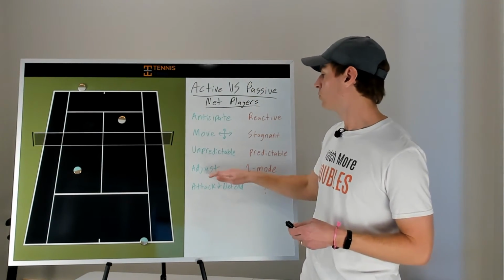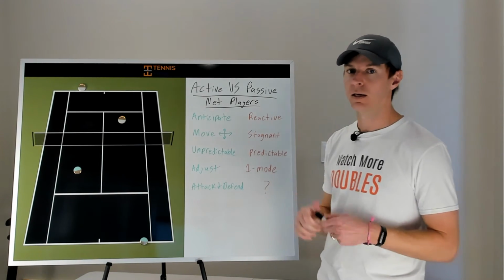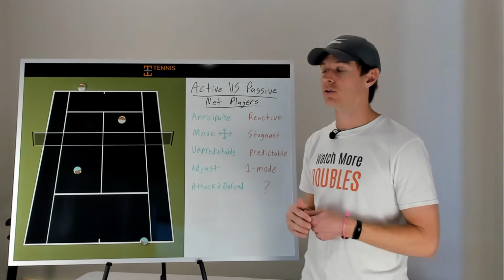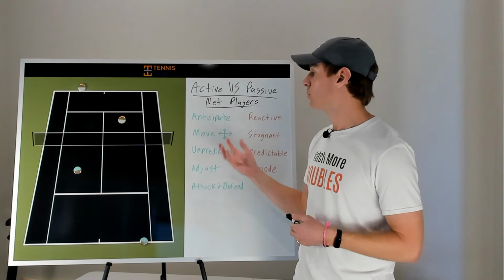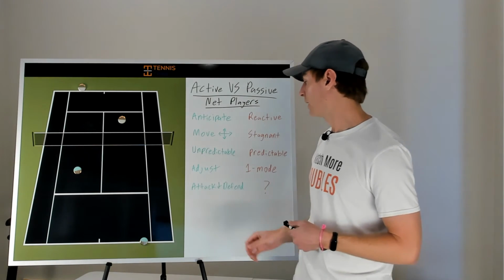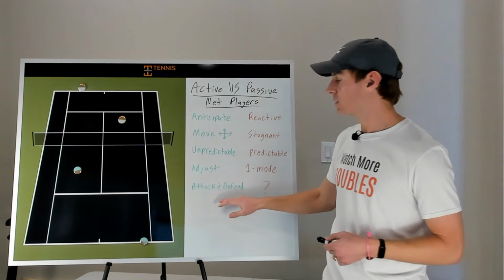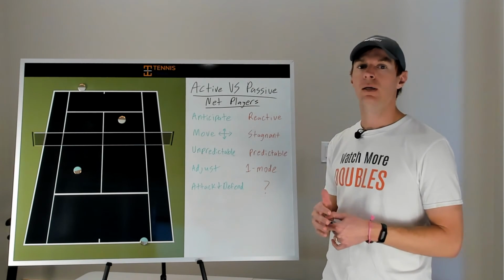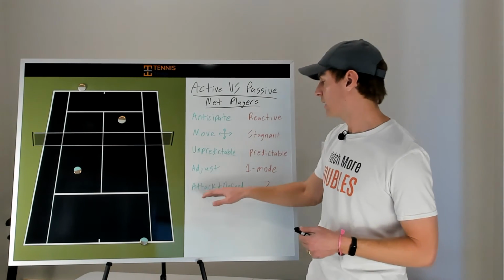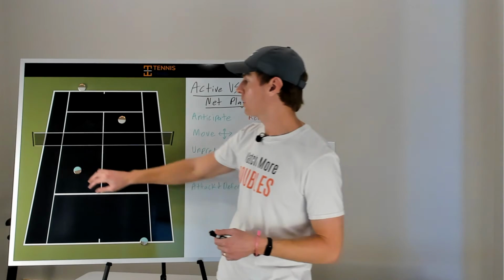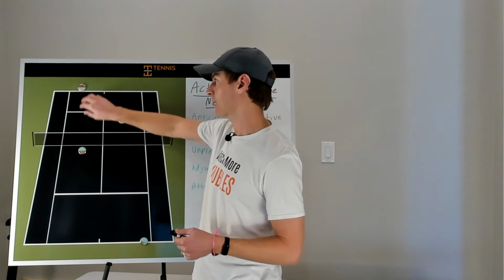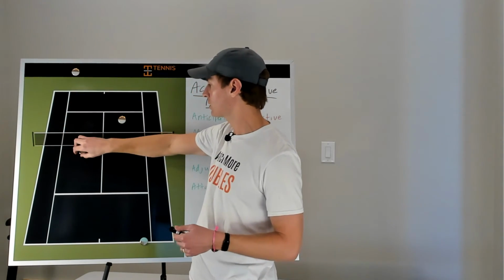So you want to get good at reading the opponents and adjusting throughout the match so that you can improve your position and help out your partner at the baseline. And then the last thing active and good net players do is they know when to attack and when to defend. So they'll play really close to the net when they're attacking, when the opponent's way back behind the baseline.